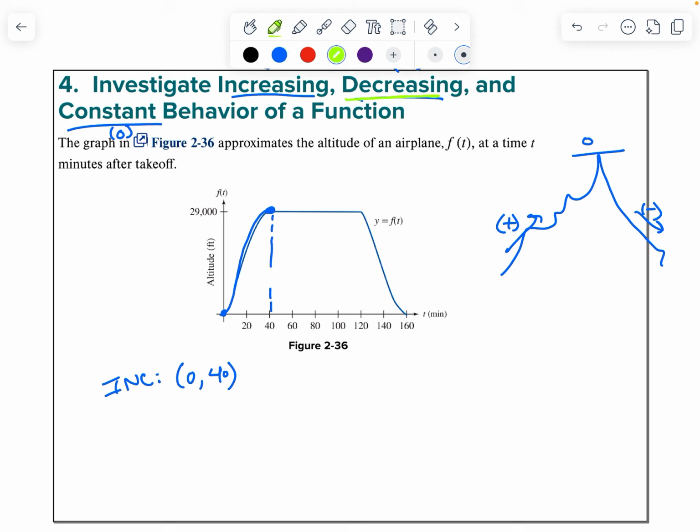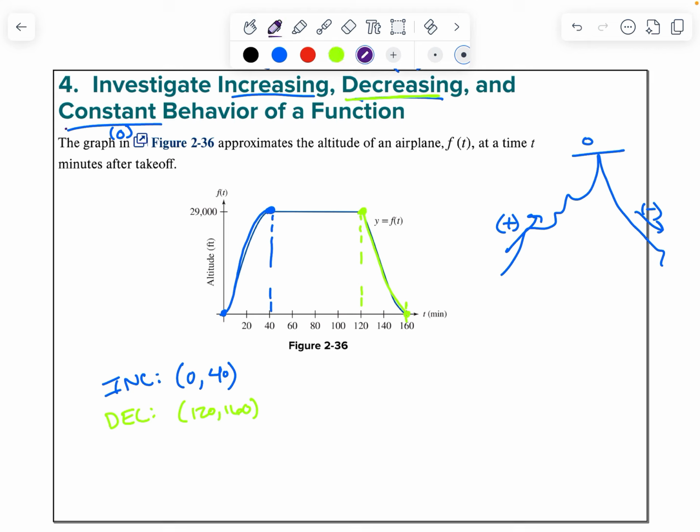Where's it decreasing? So essentially, where is the man going to be walking downhill? Where's the car going to be rolling downhill? It's decreasing from there all the way to there, right? If this was a slide, you'd be sliding down from there to there. And that looks like it's from 120 to 160. So it's decreasing from 120 to 160.